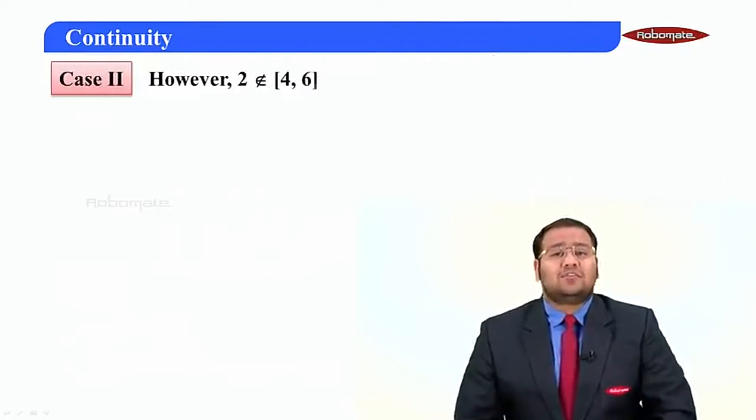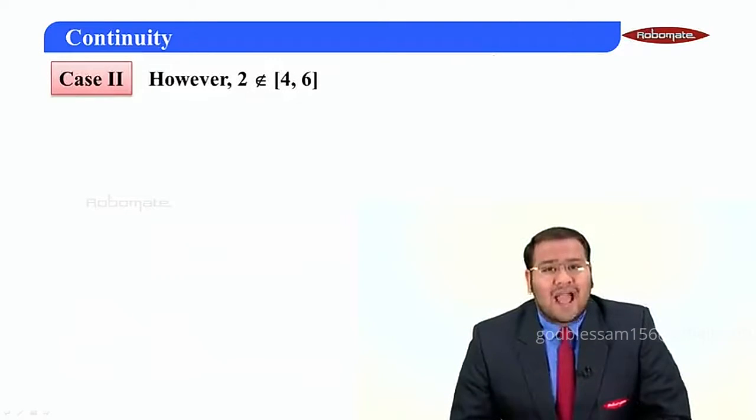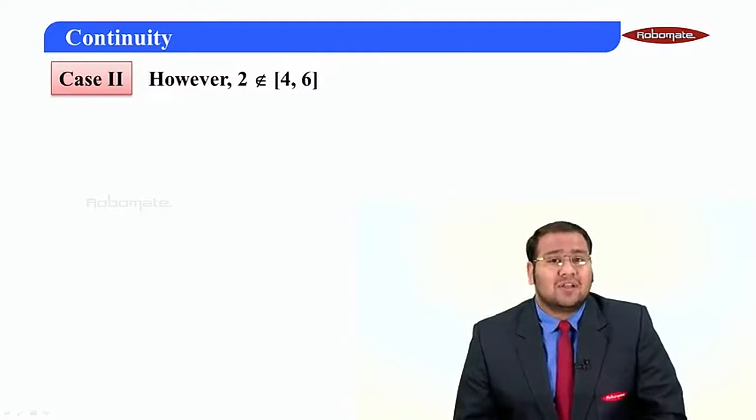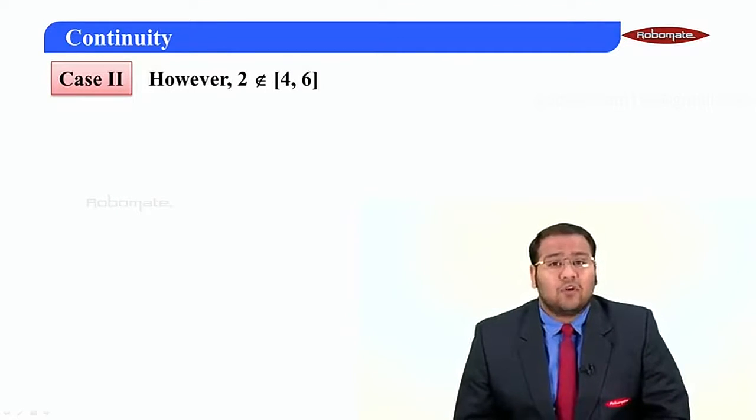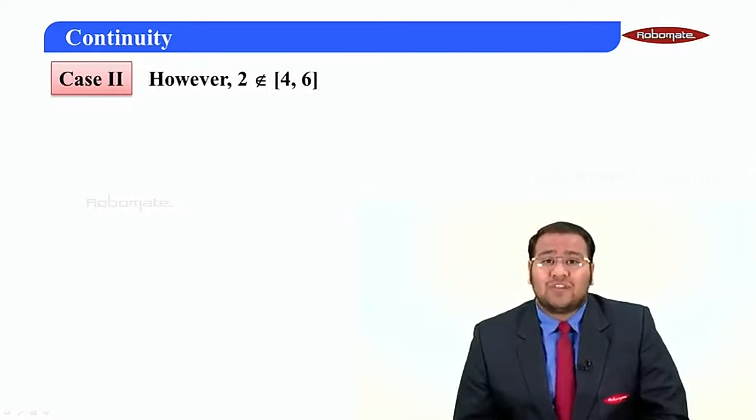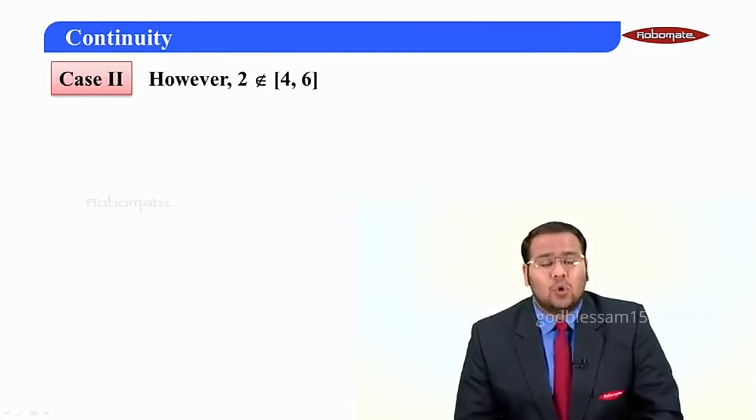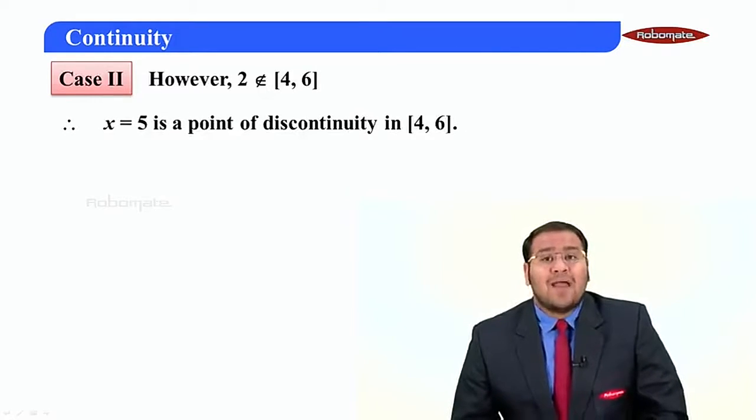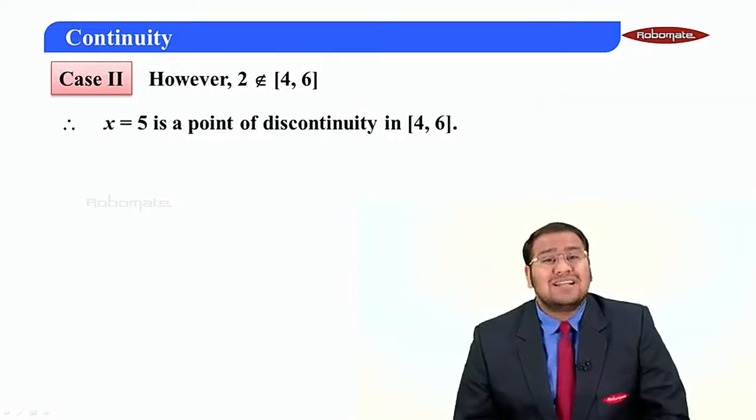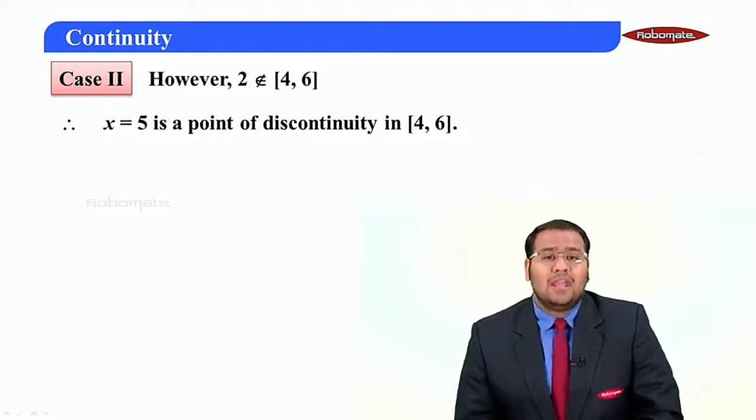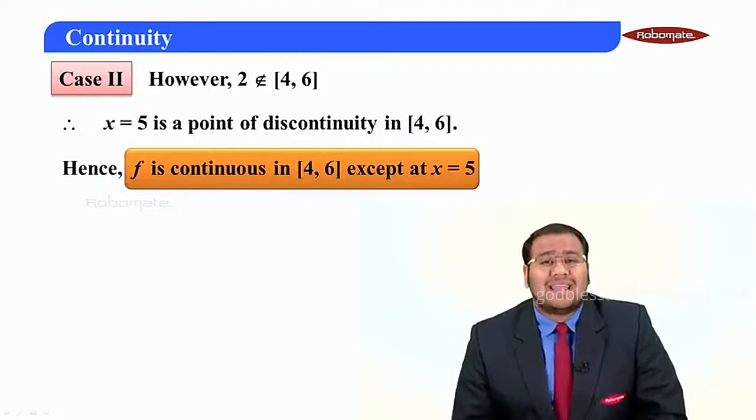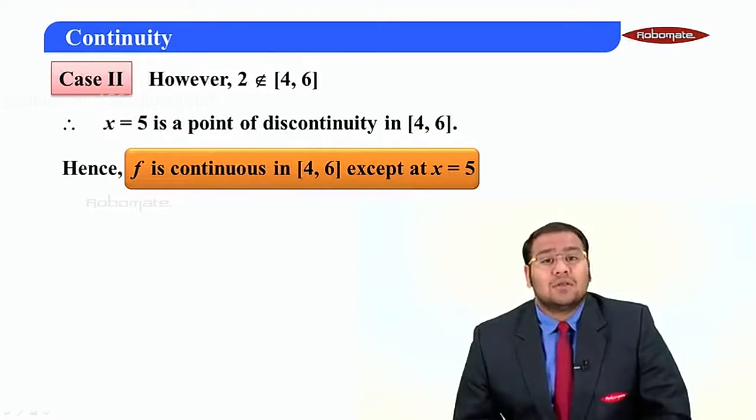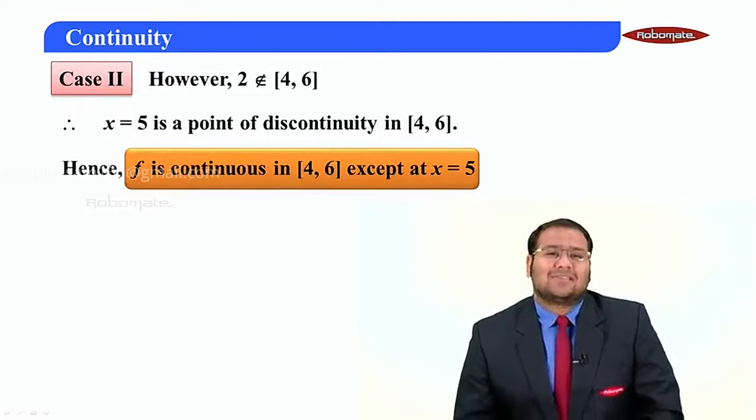Moving ahead with case 2, we have the values of x as 2 and 5, and over here the range is 4 to 6. In this 4 to 6, 2 is out of the range. So I can say 2 does not belong to 4, 6. Therefore, x equal to 5 is a point of discontinuity in 4 comma 6. Hence I can say the function is continuous in 4 comma 6 except at x equal to 5.